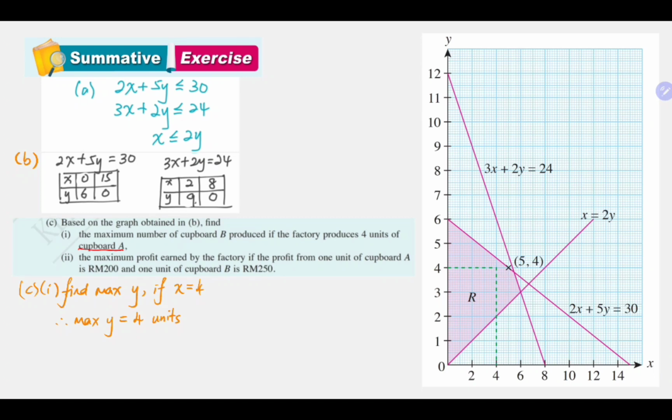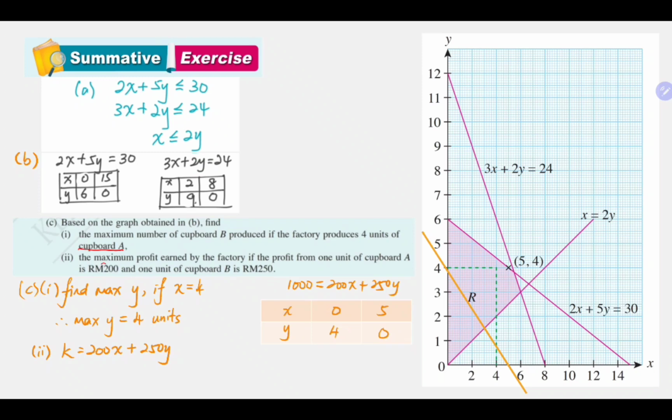Number 2, the maximum profit earned by the factory if the profit from 1 unit of cupboard A is 200 and 1 unit of cupboard B is 250. So we put the objective function 200x plus 250y. We let k be 1000. So 1000 equals to 200x plus 250y, and get the y-intercept and x-intercept. We can plot the objective function line.